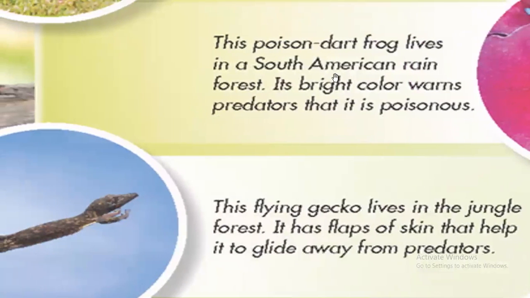The third animal we have here is a flying gecko. It lives in the jungle forest. It has flaps of skin that help it glide away from predators, and it has slippery skin. If an animal tries to catch it, it can glide away.